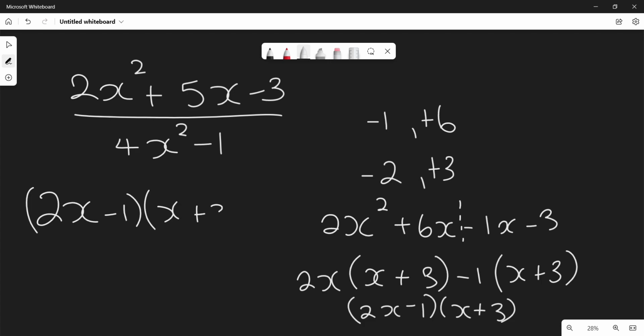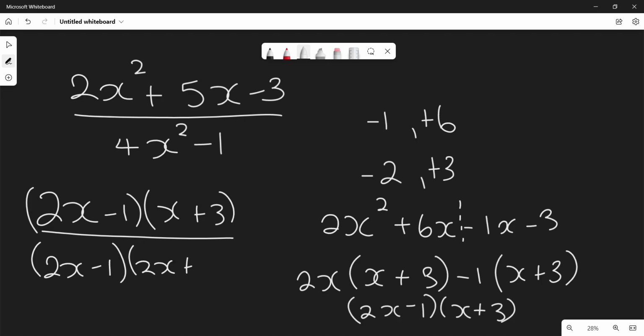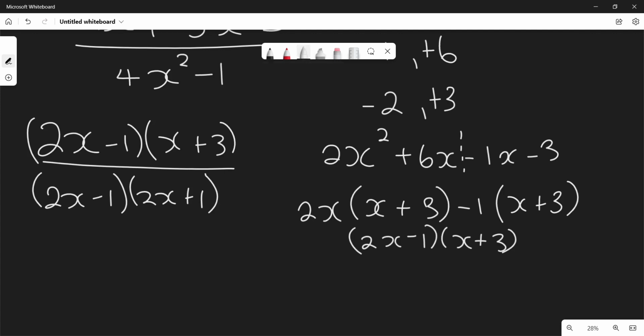So our numerator becomes 2x minus 1, x plus 3, and our denominator, if you realize that is difference of perfect squares, so it will be 2x minus 1, 2x plus 1, right? Difference of perfect squares is another type of factorization. So now you can see that this bracket will cancel with this bracket. So our final answer is just x plus 3 all over 2x plus 1.